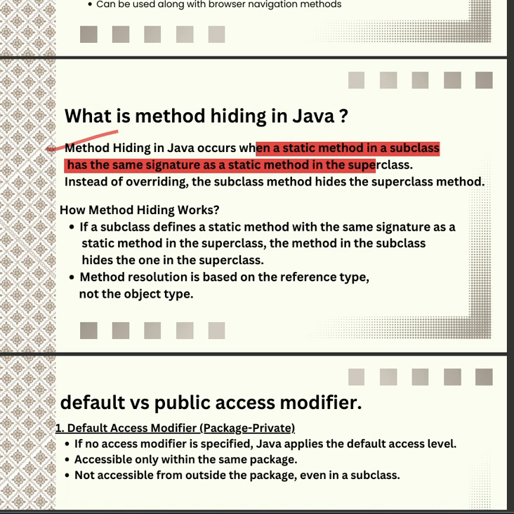So in the interview, the final answer will be like this. Method hiding in Java occurs when a static method in a child class has the same name and parameters as the static method in the parent class. Unlike method overriding, method hiding is resolved at compile time and depends on the reference type, not the object type. It does not support runtime polymorphism. If a method is not static, then it follows method overriding. In this way, we have to tell the answer to this question.